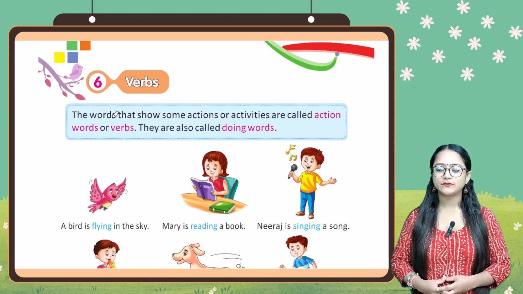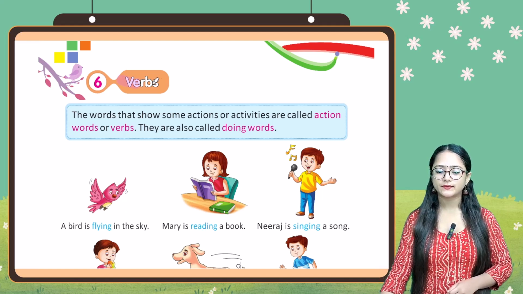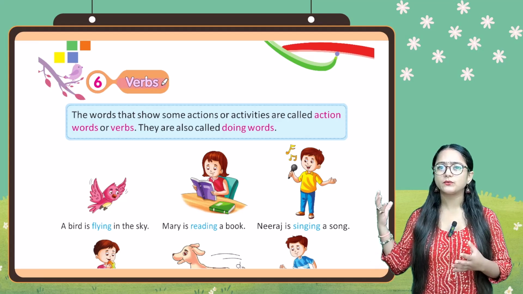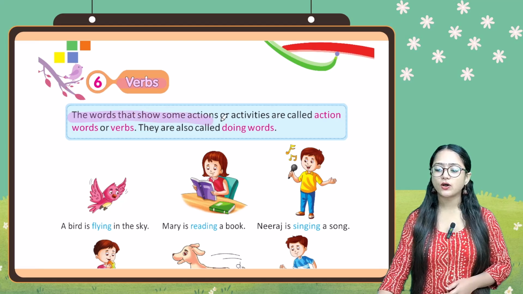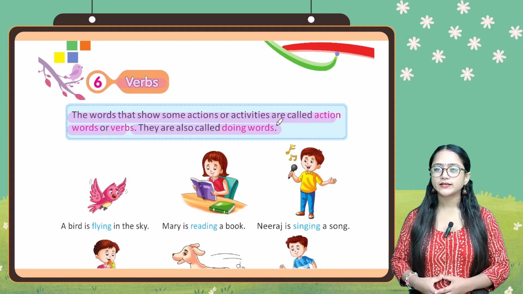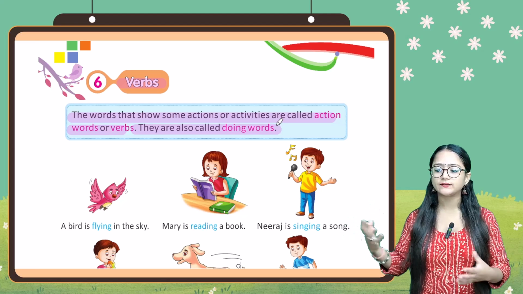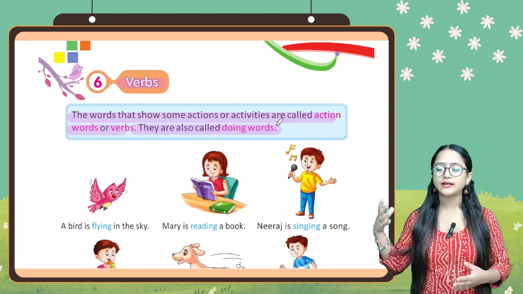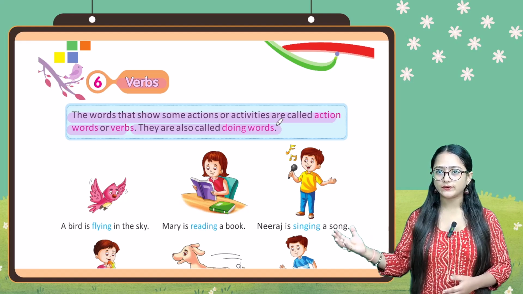So let's move into the new and fresh chapter, that is chapter 6, verbs. Let's talk about what verbs are. The words that show some actions or activities are called action words or verbs. They are also called doing words. So basically, the words which show some action or activities are known as action words or verbs. They are also called the doing words.